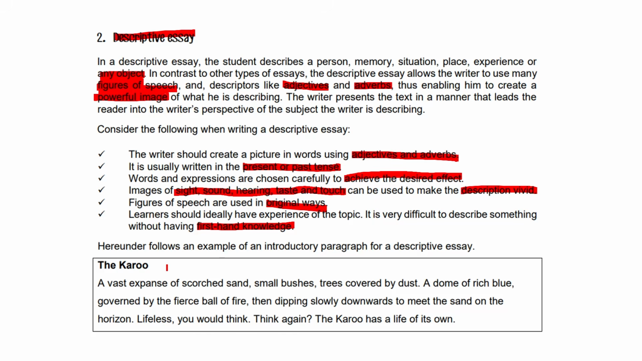So here under, it follows an example of an introductory paragraph for a descriptive essay. So the Karoo, our little dusty patch in South Africa. So a vast expanse of scorched sand, small bushes and trees covered by dust. A dome of rich blue governed by the fierce ball of fire, then dipping slowly, we've got our adverbs here, downwards to meet the sand on the horizon. Lifeless, you would think. Think again, a nice rhetorical device. The Karoo, it has a life of its own, almost personifying the Karoo here.